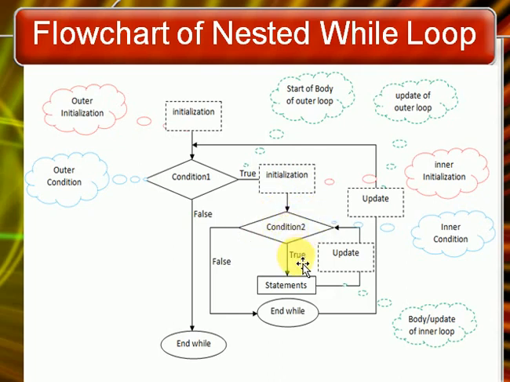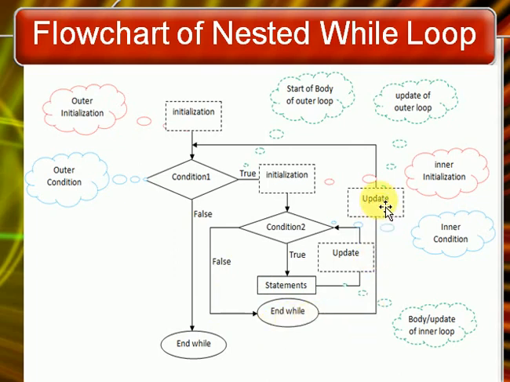If this condition is true, then execute the statement or set of statements within the body of the inner loop. And normally the last statement within the body of the while loop is the update statement. So it's the body of the while loop and update part of the while loop. The process iterates until the condition becomes false. When condition 2 becomes false, then control is moved outside the body of the inner while loop.